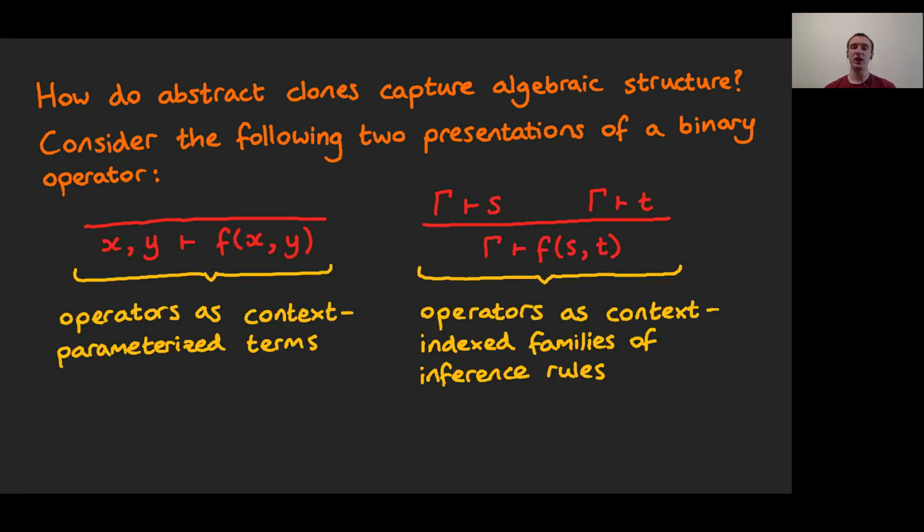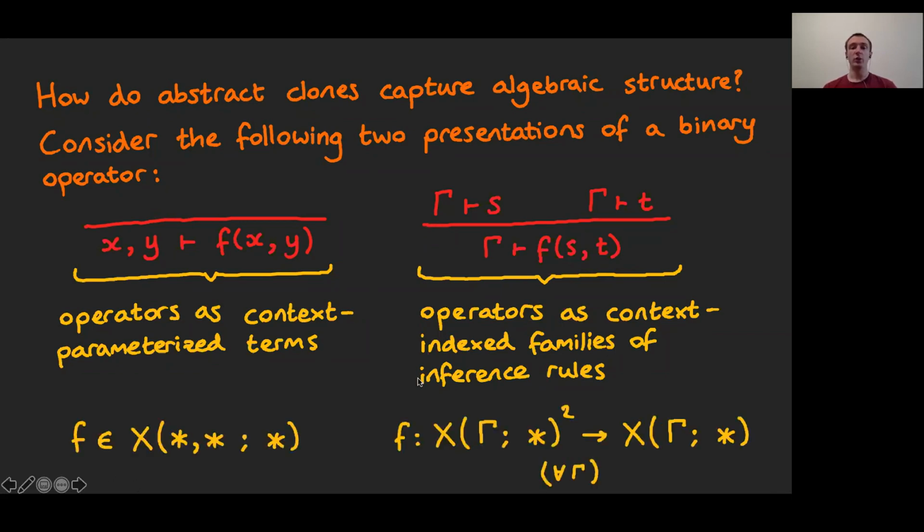So on the left-hand side, we're thinking of operators as being terms that are parameterized by their contexts. And on the right-hand side, we're thinking of operators as being families of inference rules that are indexed by the context. And note that the context on the right-hand side has to be homogeneous. So all the premises and the conclusion have the same context.